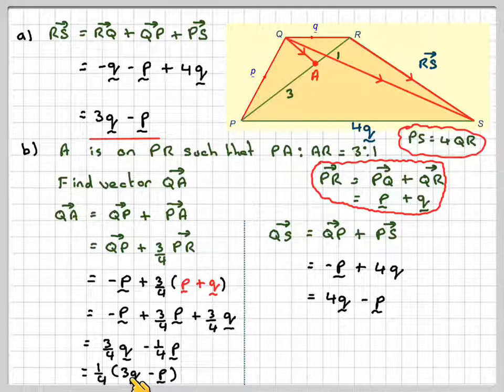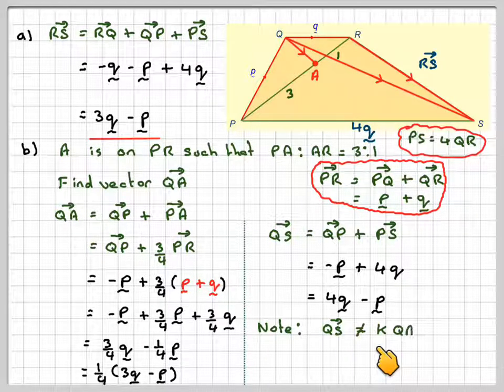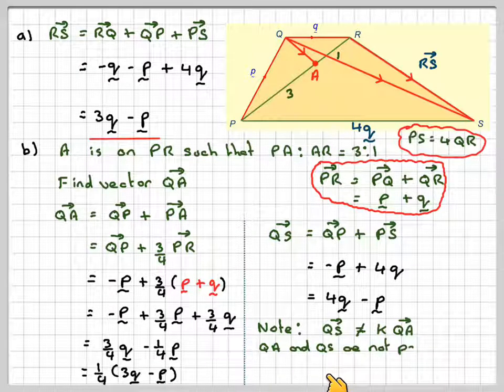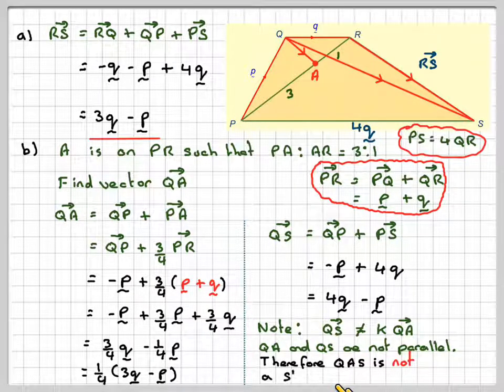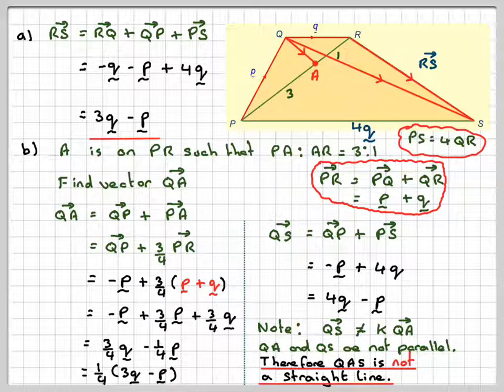Now, if we look here, we've got 3Q minus P, and here we've got 4Q minus P. Therefore, these two vectors are not parallel. So note that the vector QS, which is this one, is not equal to some multiple of QA. Just look again that this one here is not the same as this part here. So we're saying that QS is not equal to some multiple, the multiple being k, of QA. Therefore QA and QS are not parallel. If they're not parallel, then QAS is not going to be a straight line.